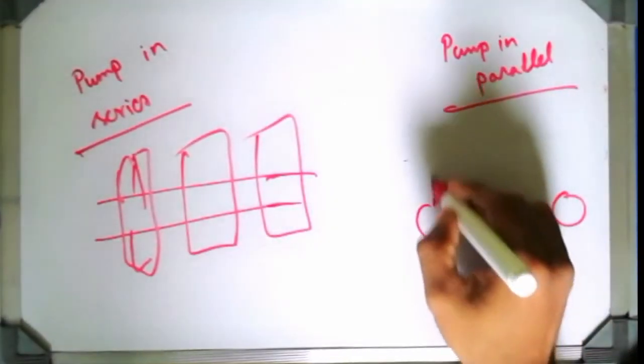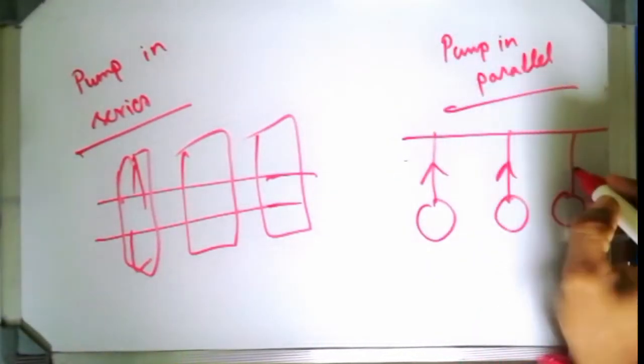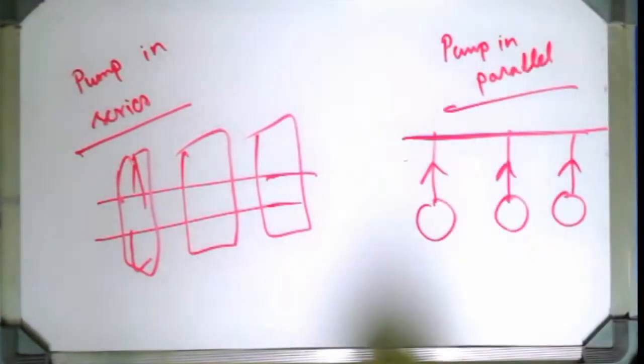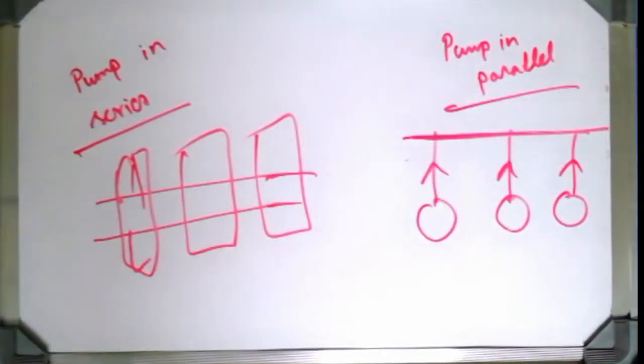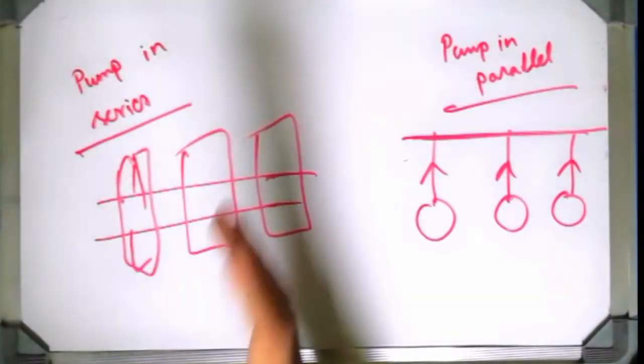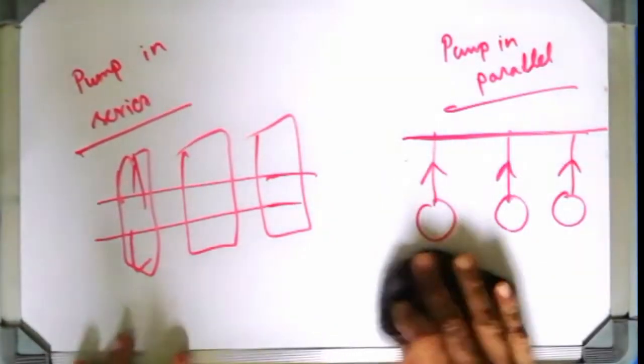Similarly, suppose these three pumps are there, all these pumps are delivering on a single pipeline. This is the delivery pipeline. This is known as pump in parallel. In a simplified manner, I am not going to draw all those things, it will consume some time. So why do we connect pumps in series and why do we connect pumps in parallel? It's a very easy thing.